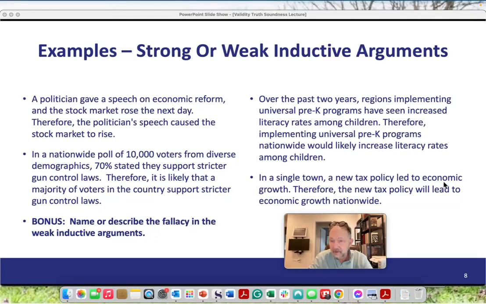In a single town, a new tax policy led to economic growth. Therefore, a new tax policy will lead to economic growth nationwide. Well, a nation and a city or a town are way different things. One is relatively simple compared to the other. So this does not follow, right? This is a true premise, but the assumption made here is improbable. It's just simply improbable that because you do something in a town, it'll work at the national level. It's the same as the one above this, but in this one, you're dealing with a closed system that follows a certain set of criteria that is the same across the country. This is not the case in this one.